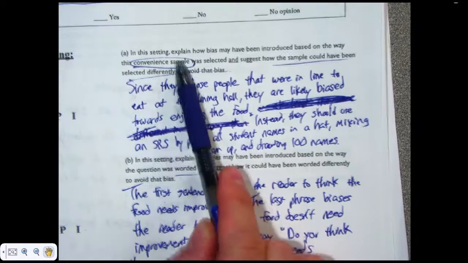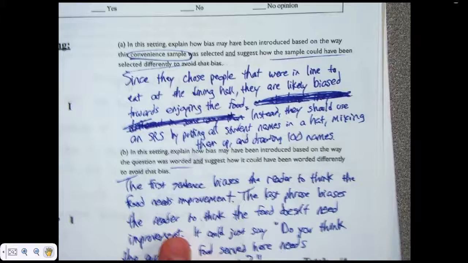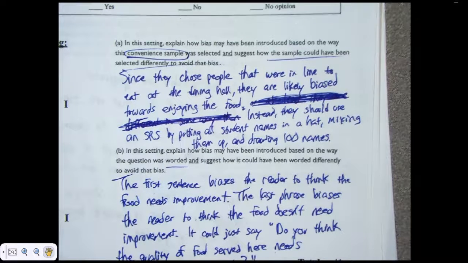What they asked is the convenience sample. So the way they selected the sample is the manager just went out in the hallway and was like, okay, the first 100 people in line, I'm going to give you this survey. Well, the people that are in line, especially early, are probably more likely to enjoy the cafeteria's food than other people, right? So that's going to create a bias where they're probably more likely to say good things about the food than people that don't eat at the cafeteria or come in late. So you want to say something about that.